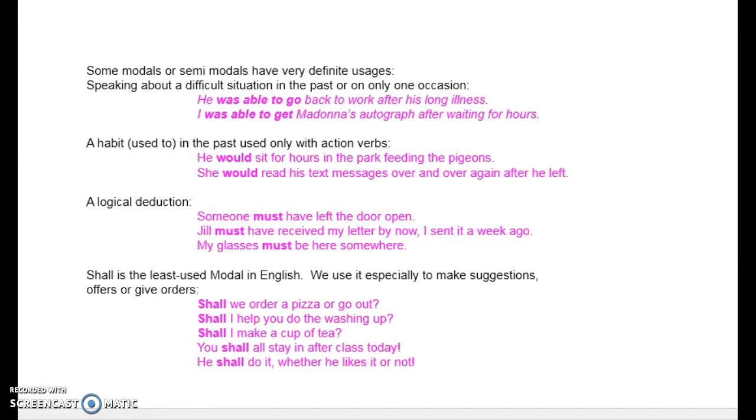Shall is the modal that is least used in English, and we use it especially to make suggestions, offers, or give orders. Shall we order a pizza or go out? Shall I help you do the washing up? And the last ones are orders. You shall all stay in after class, and he shall do it whether he likes it or not.